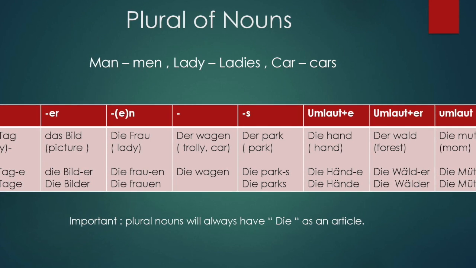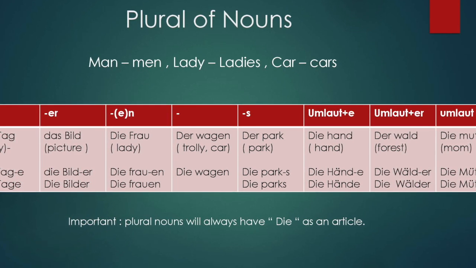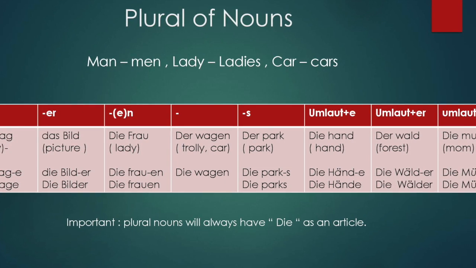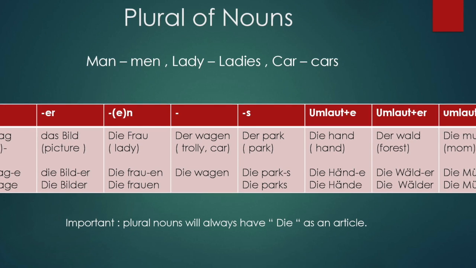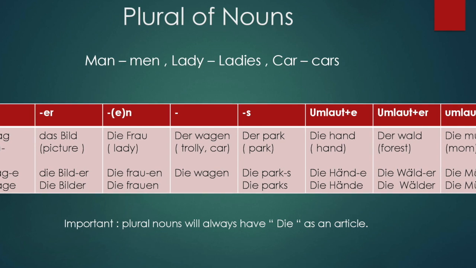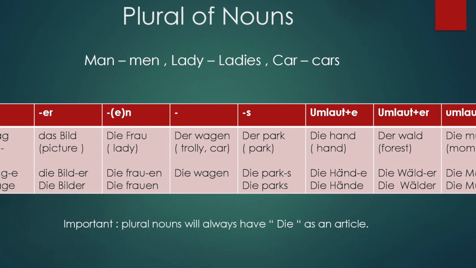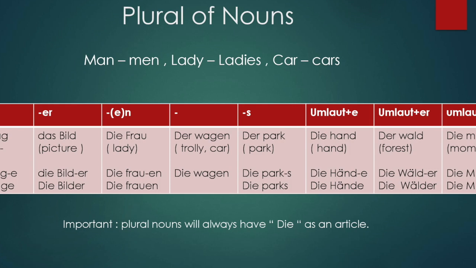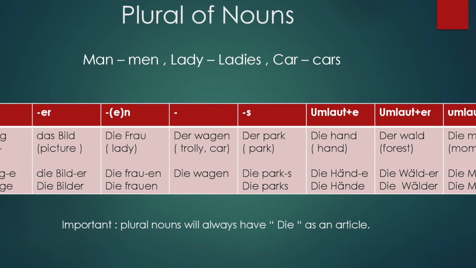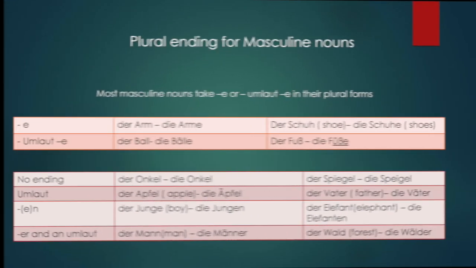Der Park, die Parks. The sixth type is umlaut with e. Die Hand, die Hände. The seventh is umlaut plus er. Der Wald, die Wälder. Wald is forest. And the last one is only umlaut. Die Mutter, die Mütter. So these are the 8 types.